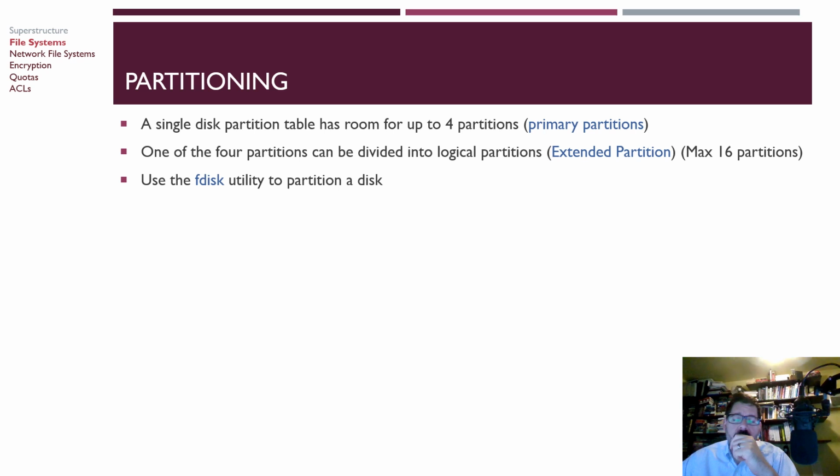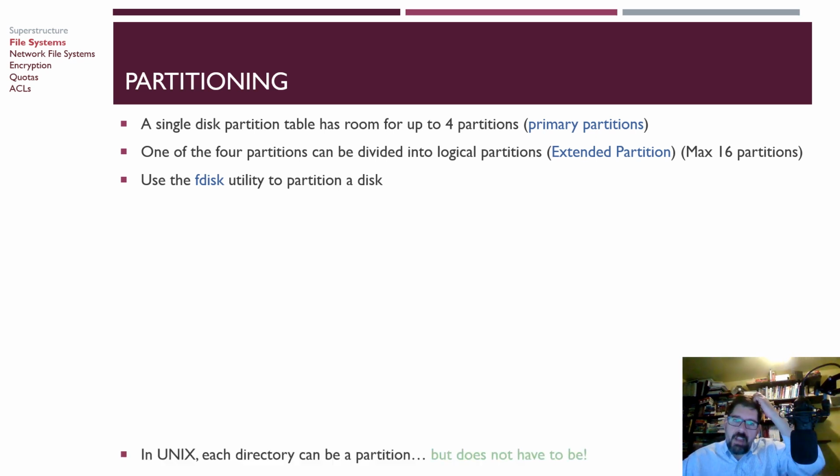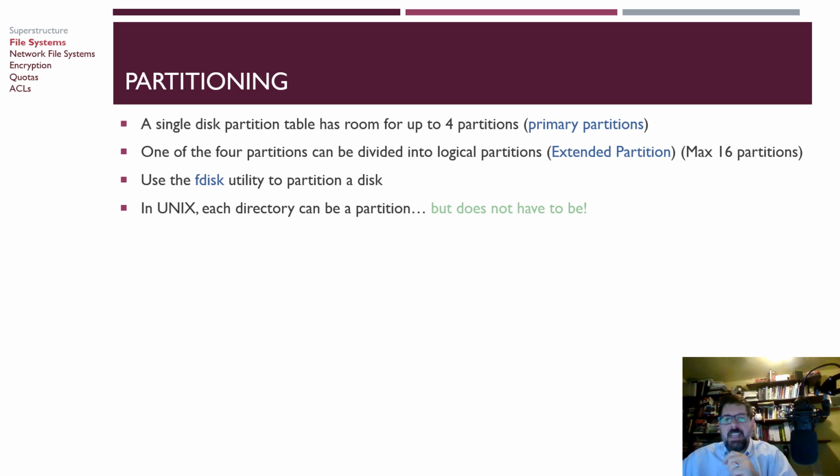But so how do we deal with those partitions? Well, you can create a partition using the fdisk utility. So fdisk is how you create a partition. That works in Windows too, right? So there's an fdisk command in Windows. There's also an fdisk command for Linux, right, to create these partitions.